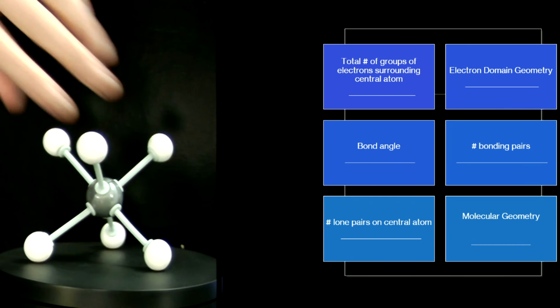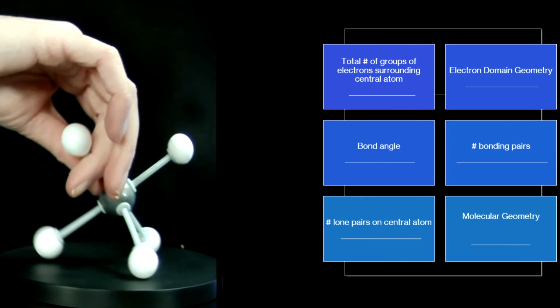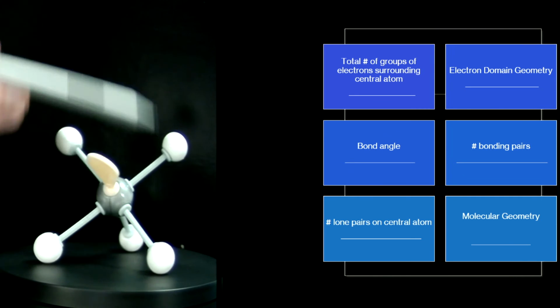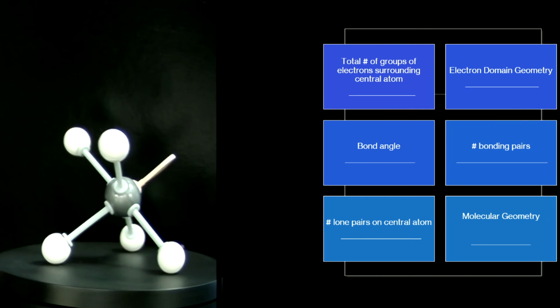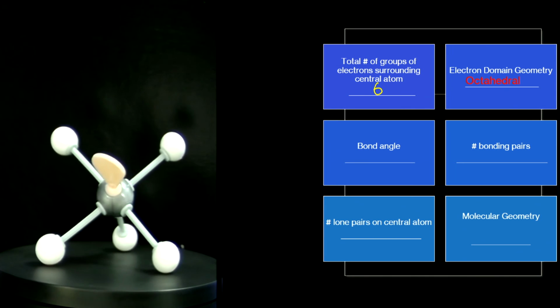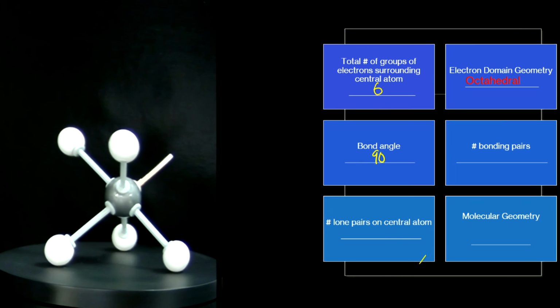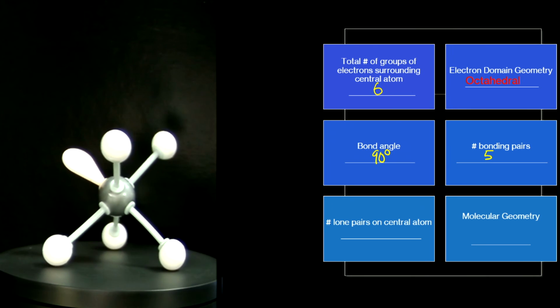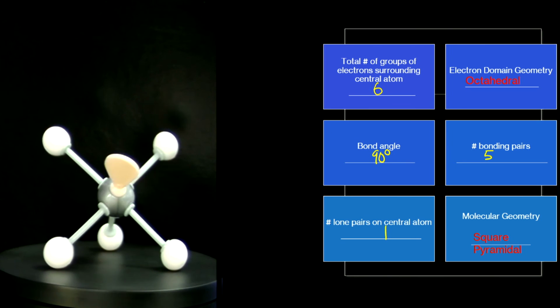Next, I have bromine pentafluoride. Let me put my lone pairs on here for you guys. There it is. So the total number of groups, we have 5 of our fluorines and we have 1 lone pair. So the total number of groups will be 6. So therefore the electron domain is octahedral. Our bond angle will be 90 degrees. The number of bonding pairs will be 5. Our lone pairs will be 1. And our molecular geometry will be square pyramidal.